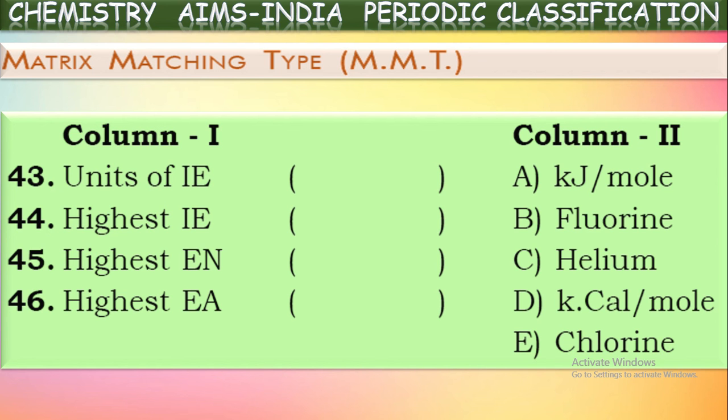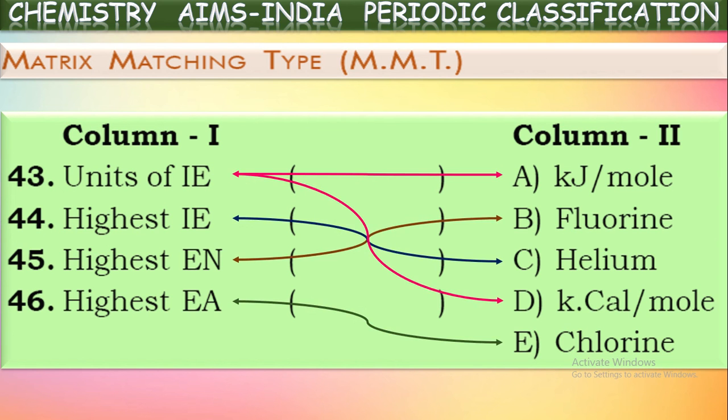Next, highest electron affinity is for chlorine, isn't it? Now try to match these units of electron affinity. Ionization energy are kilojoules per mole or kilocalories per mole. Highest ionization energy, helium. Highest electronegativity, fluorine. Highest electron affinity, chlorine. Okay, this is the correct matching.